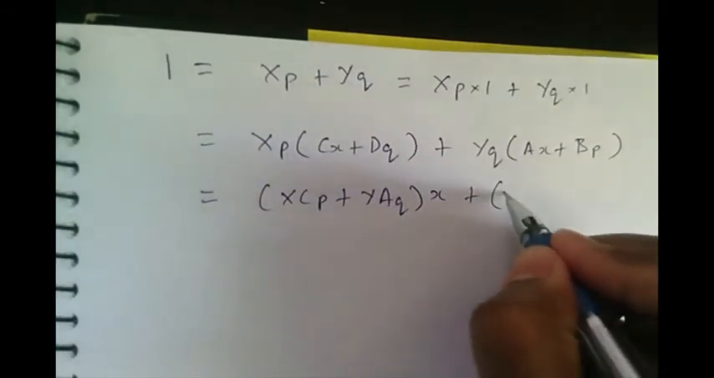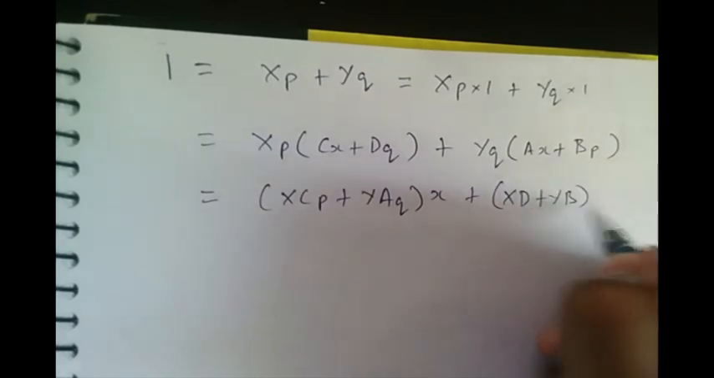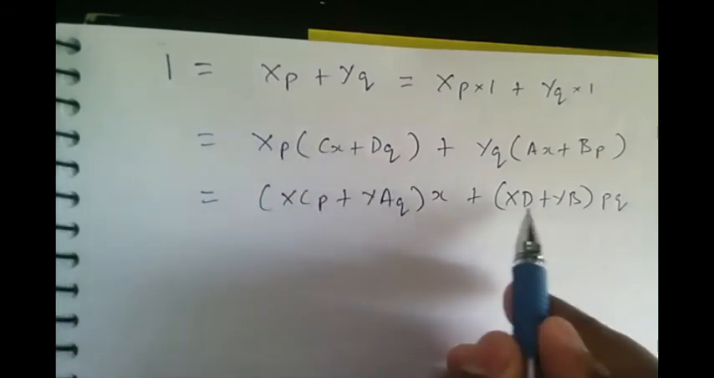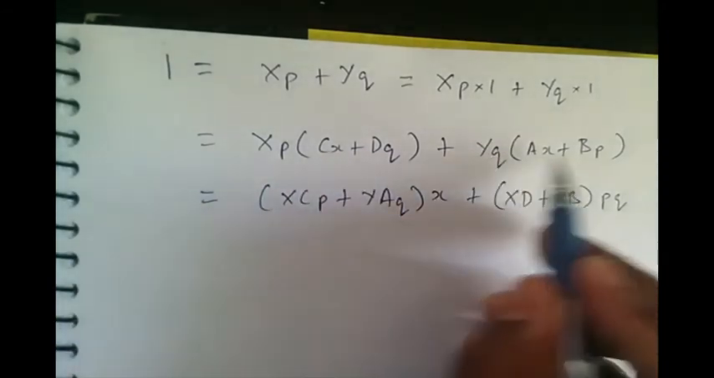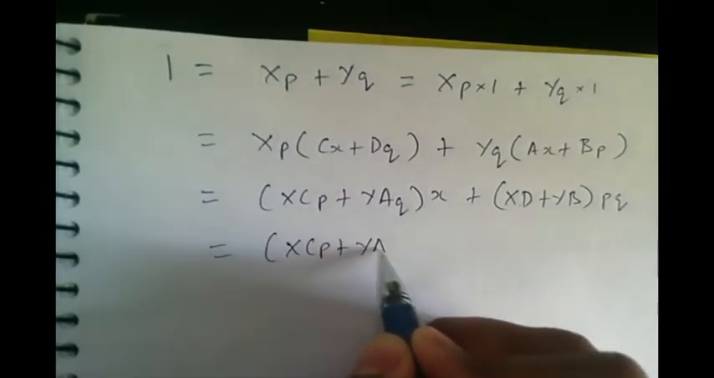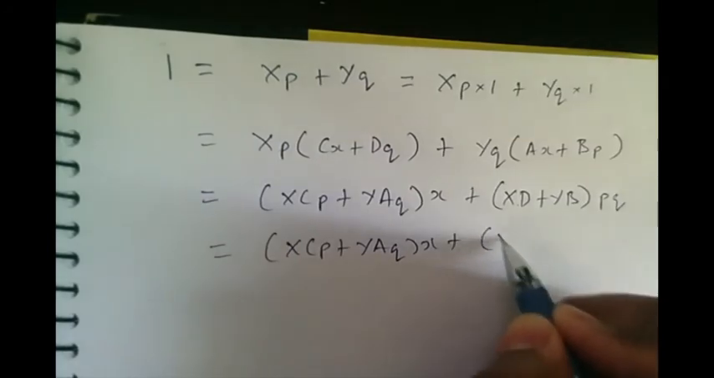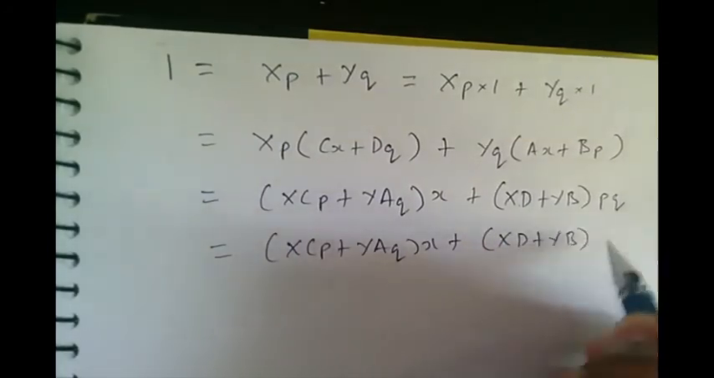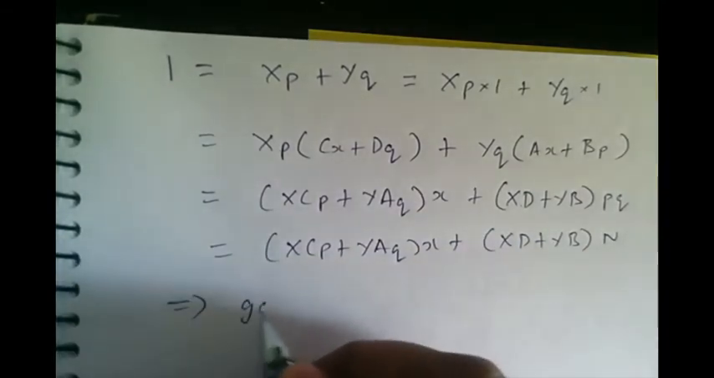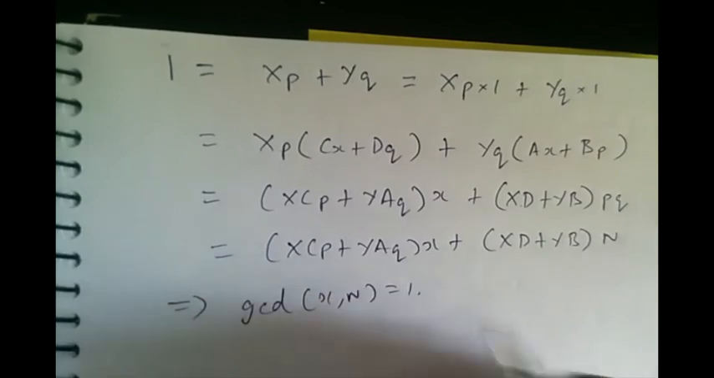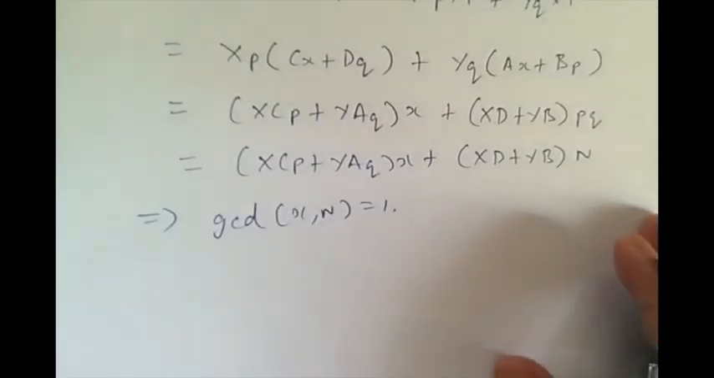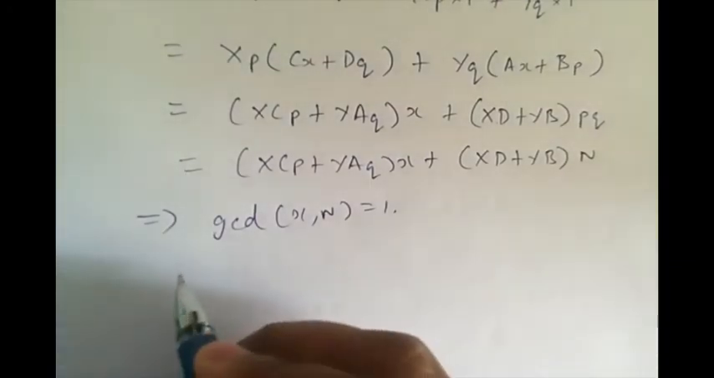So XD plus YB times P times Q. So this xd term here is into pq, and here it is yb. So this is some integer linear combination of x and n, and this implies that the GCD of x and n is 1. Okay, so we have shown that f is actually onto.